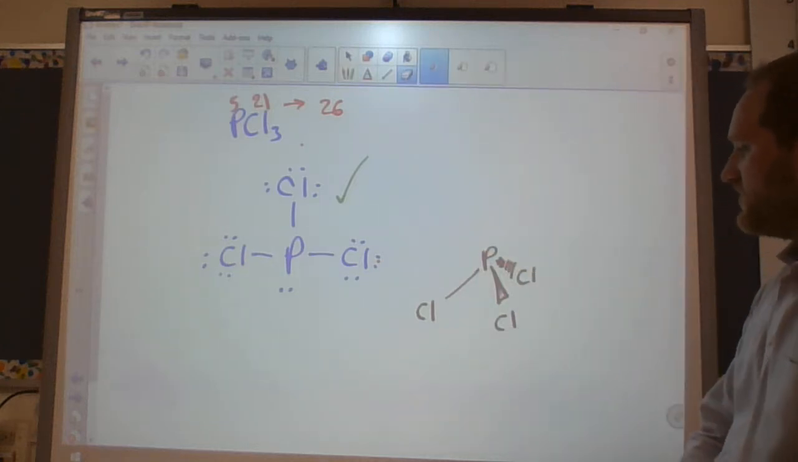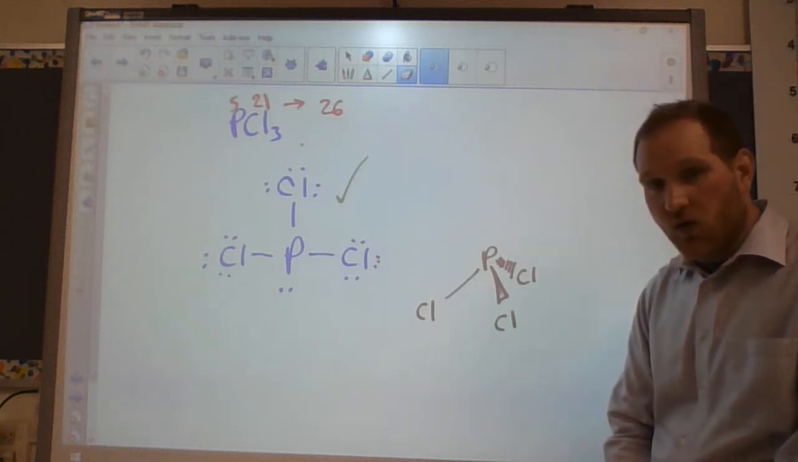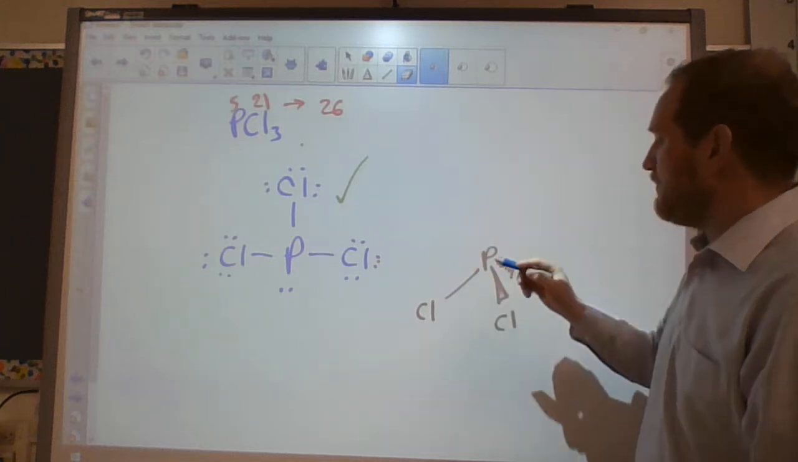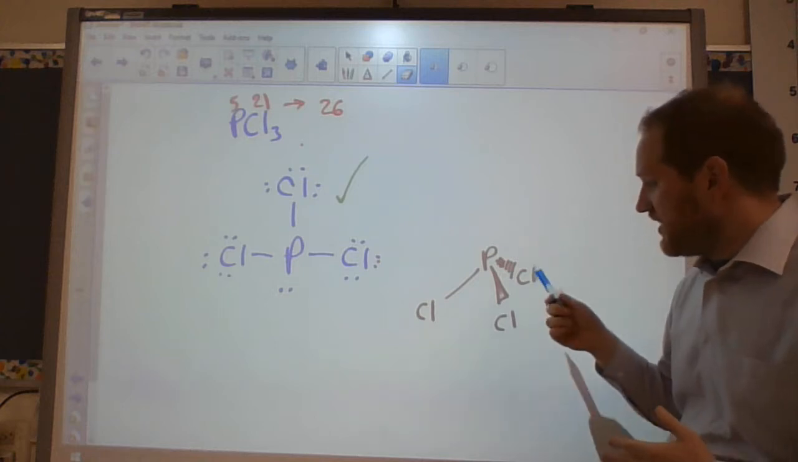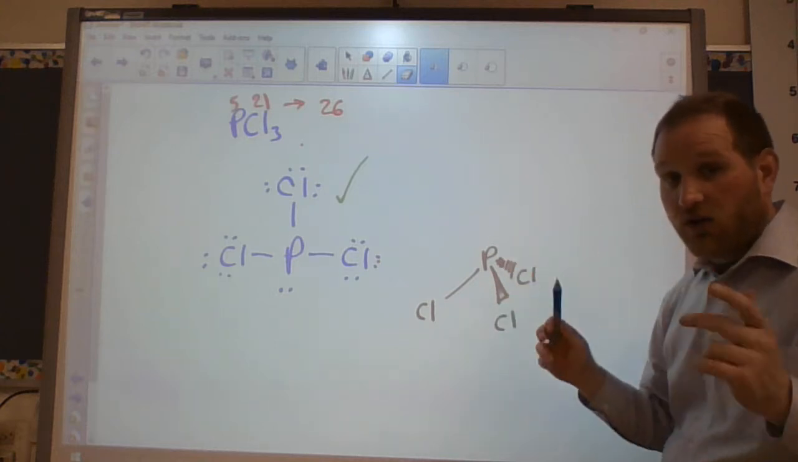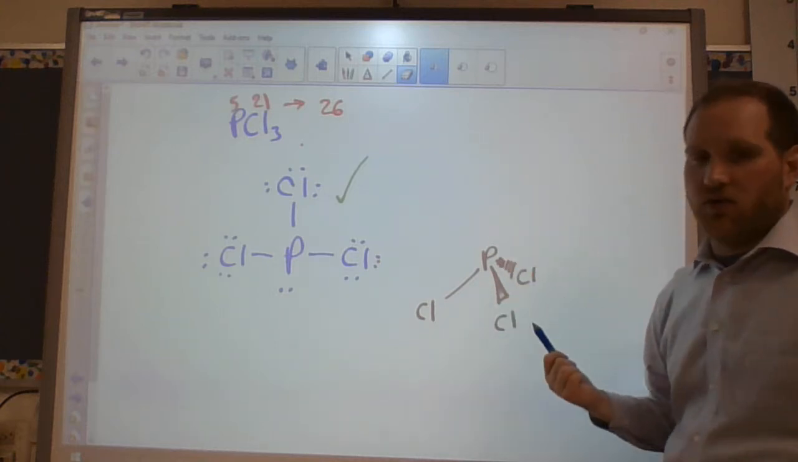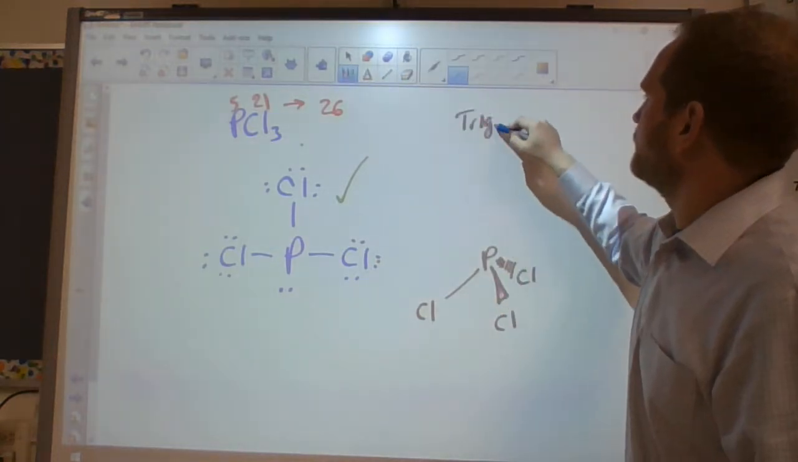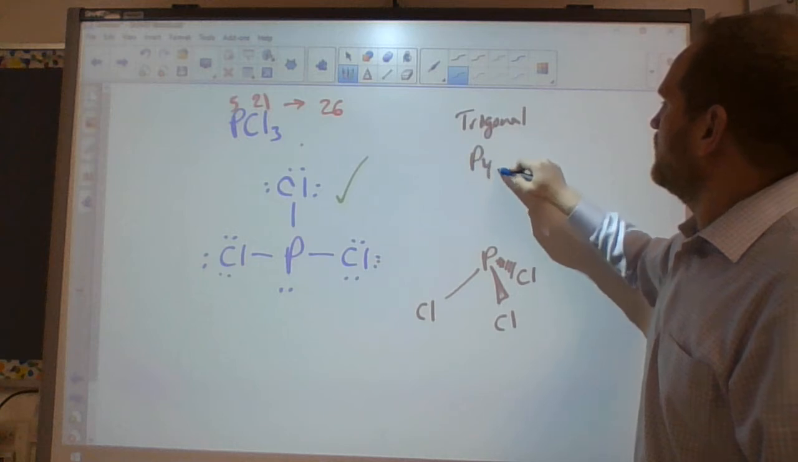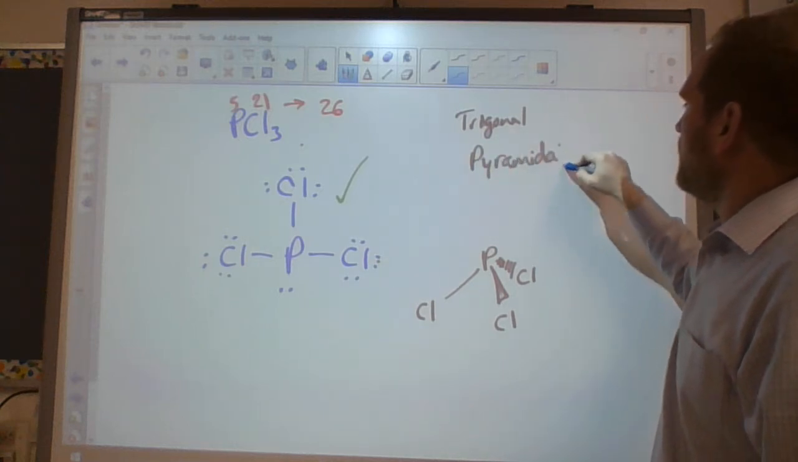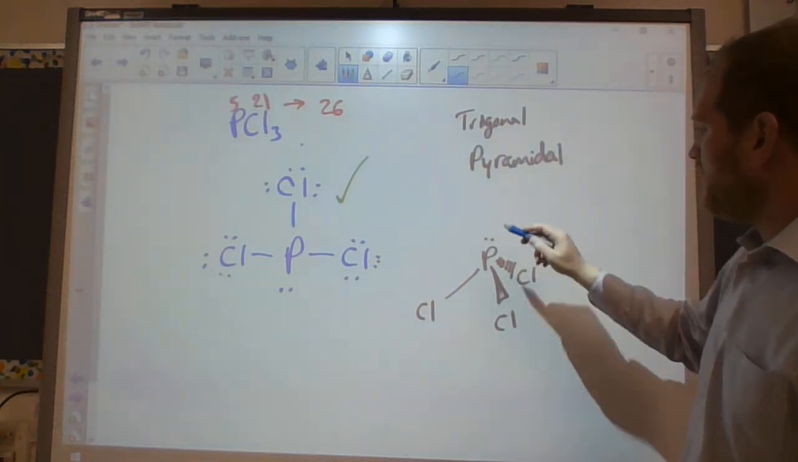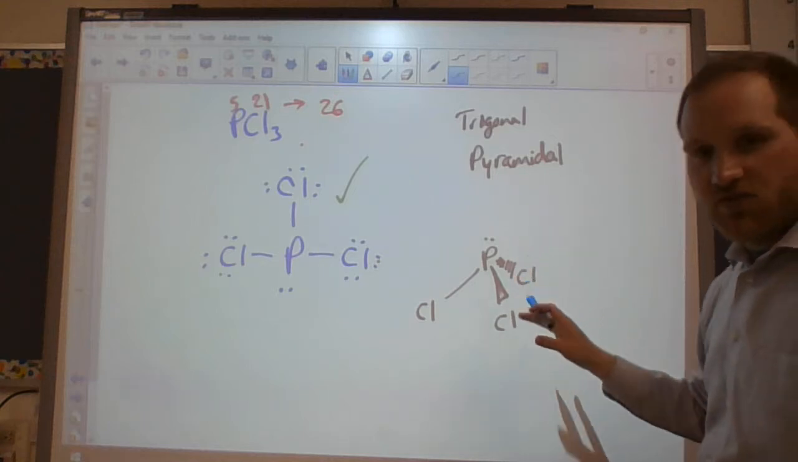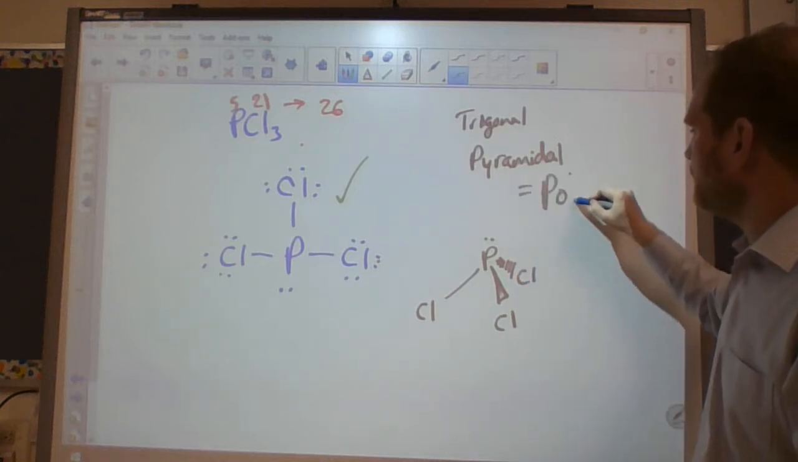Now, what shape is this? Is that trigonal planar? No. If it were a triangle on a flat plane, then yes, it would be, but this is not. It's bent down like that. So it's not called bent, it's called trigonal pyramidal or pyramidal. And because of that lone pair there, that's what gives it this asymmetry. That's going to be polar.